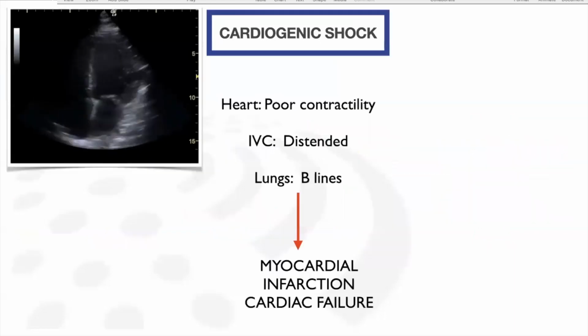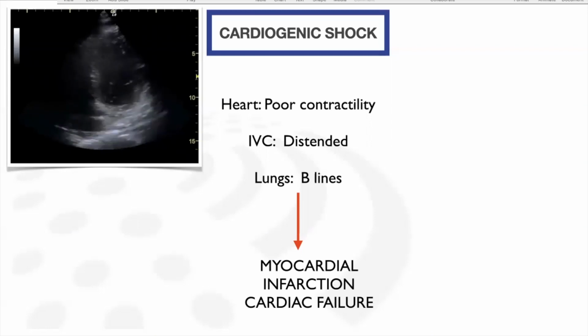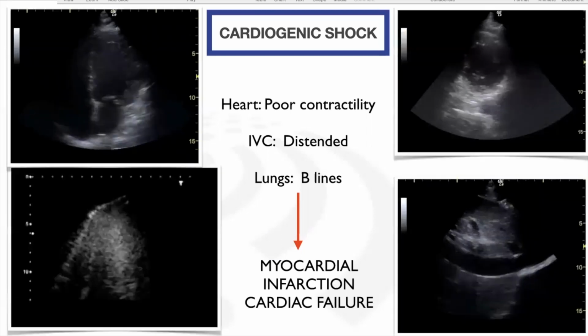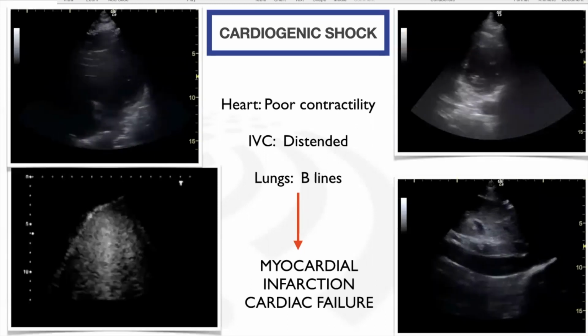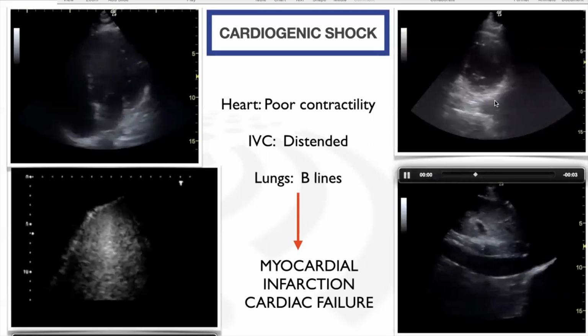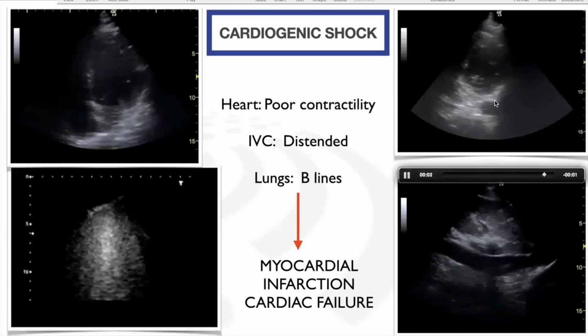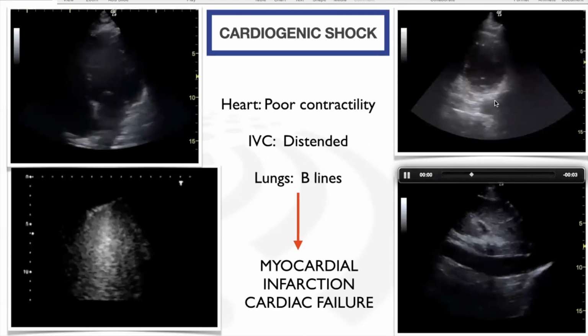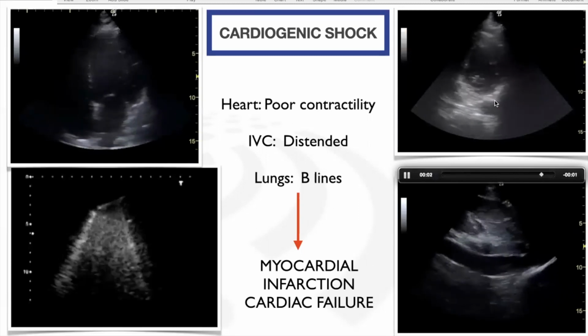Okay, let's look at this. This is the apical four-chamber view. You can see from this video that the heart has very poor contractility. The IVC is distended. The lung shows multiple B lines. This may suggest a cardiogenic shock, probably secondary to myocardial infarction with heart failure.